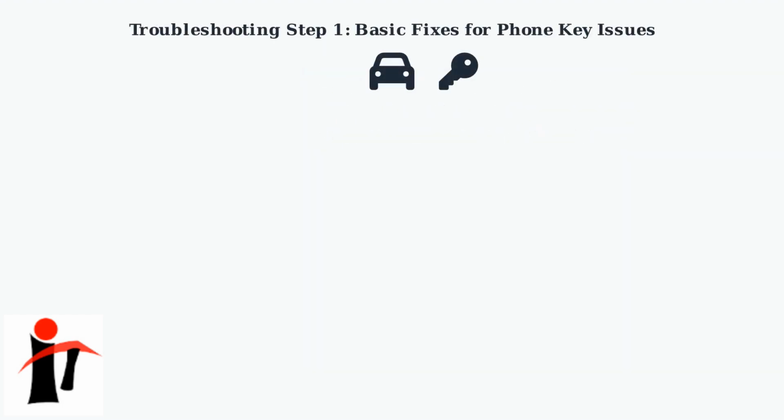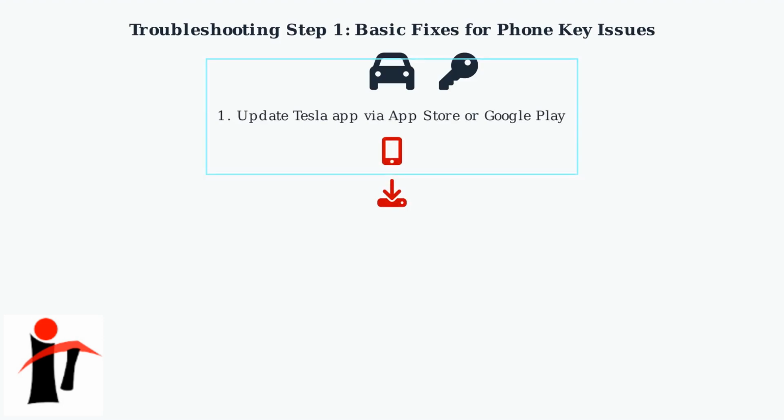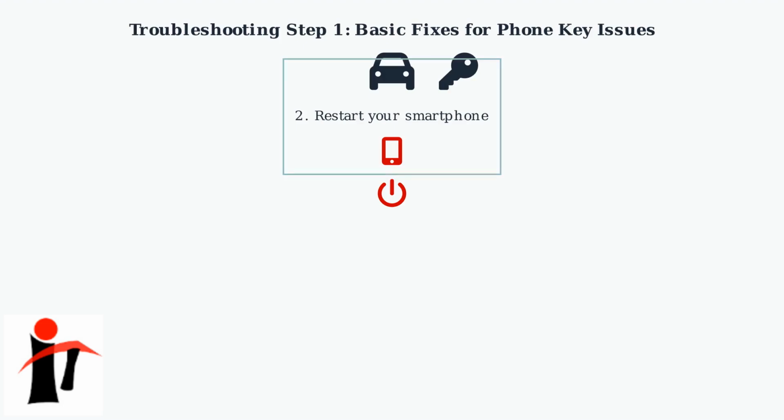Let's begin with the basic fixes for Tesla phone key issues. These simple steps often resolve the most common problems. First, ensure your Tesla app is up to date. Open the App Store on iOS or Google Play on Android and check for updates. Second, restart your smartphone. Power it off completely, wait 30 seconds, then turn it back on.